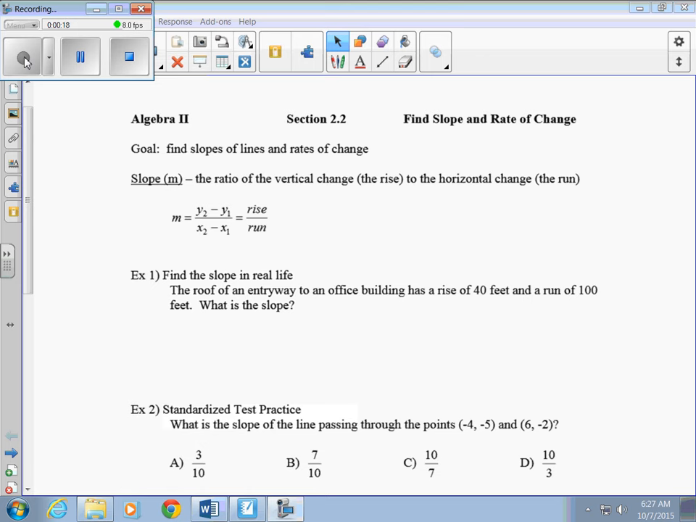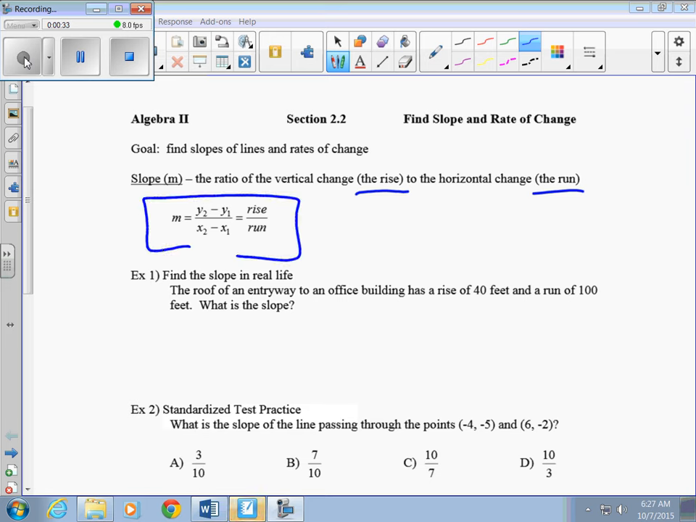So when we look at the slope, we use the letter M to represent the slope. And that's the ratio of the vertical change, which we call the rise, to the horizontal change, which we call the run. So when we look at the slope, it is the rise over the run. Now this is something, if you don't have it memorized yet, which you probably should because we've talked about slopes numerous times before in Algebra 1, even in geometry, they should go on your note card.